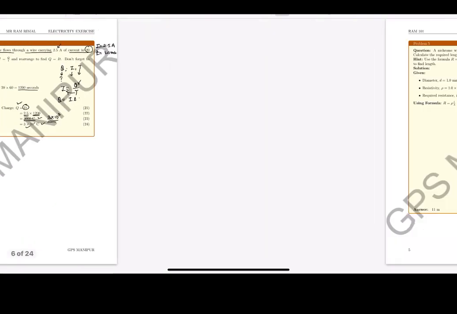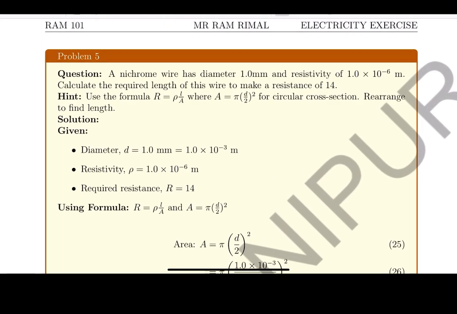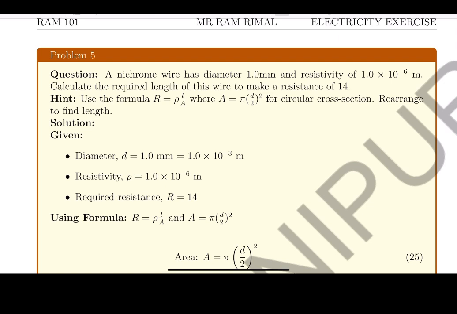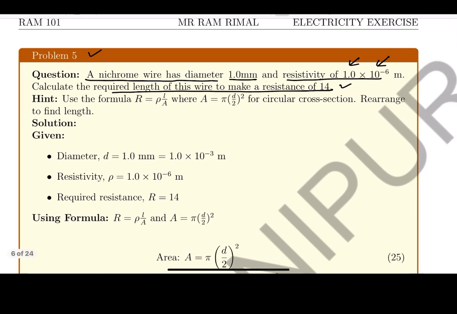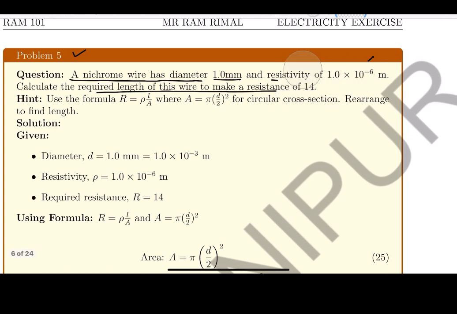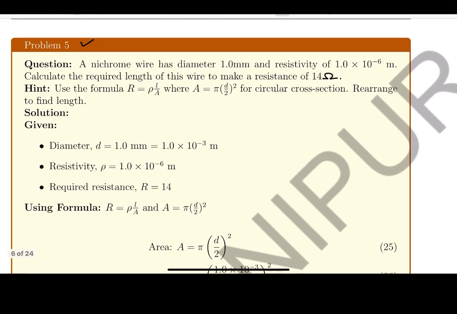Let's go next. Next question, question number 5. Let us discuss this question. Question number 5 says a nichrome wire has a diameter 1.0 mm and resistivity of 1.0 into 10 to the power minus 6 meter. Calculate the required length of this wire to make the resistance of 14 ohm. This is question number 5.